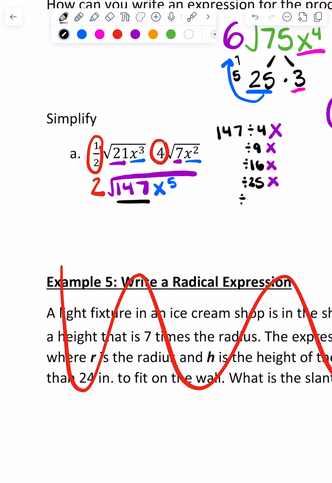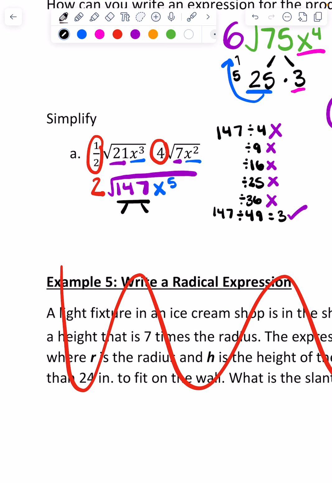25 is 5 squared. The next perfect square we could try is 36. Still not a whole number. Whew. All right, let's keep going. 7 squared is 49. 147 divided by 49. Guys, here's our winner. So when we do 147 divided by 49, I got a whole number. I got 3. What that means is that 49 is a perfect square that goes into 147.